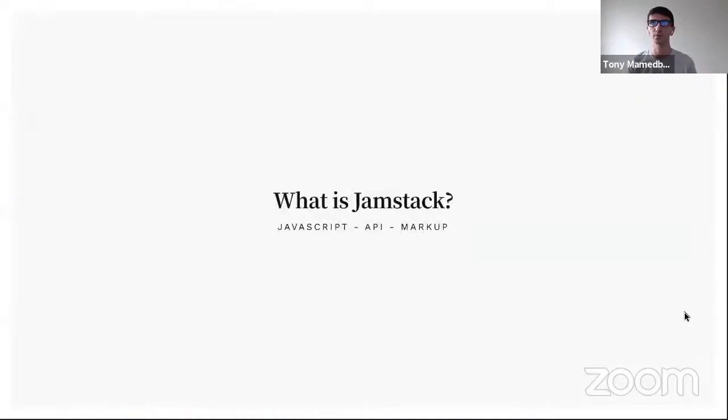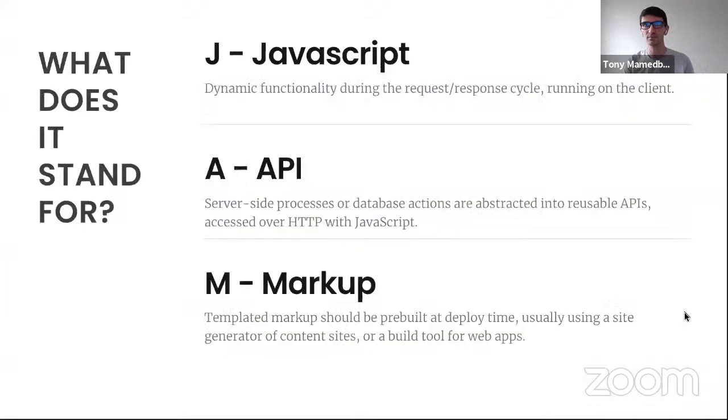But speaking of new approaches, let's talk about Jamstack. What is Jamstack? Jamstack is a term that has been coined by a company called Netlify, and it represents three letters, J, A, and M: JavaScript, API, and markup. And this is the way it's written. Just for the record, it's not capital JAM, it's all small, only the J is capital.